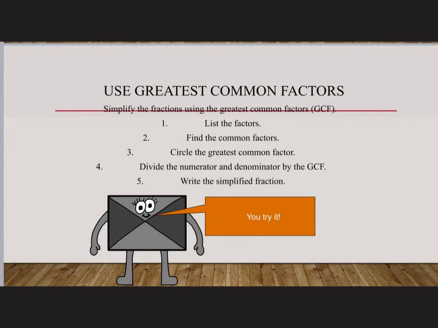Now we'll try one more. We're going to list the factors, find the common factors, circle the biggest or greatest common factor, divide both the numerator and the denominator by that greatest common factor, and write the simplified fraction. Those are the 5 steps again: list the factors, find the common factors, circle the greatest common factor, divide the numerator and the denominator by the greatest common factor, and write the simplified fraction.